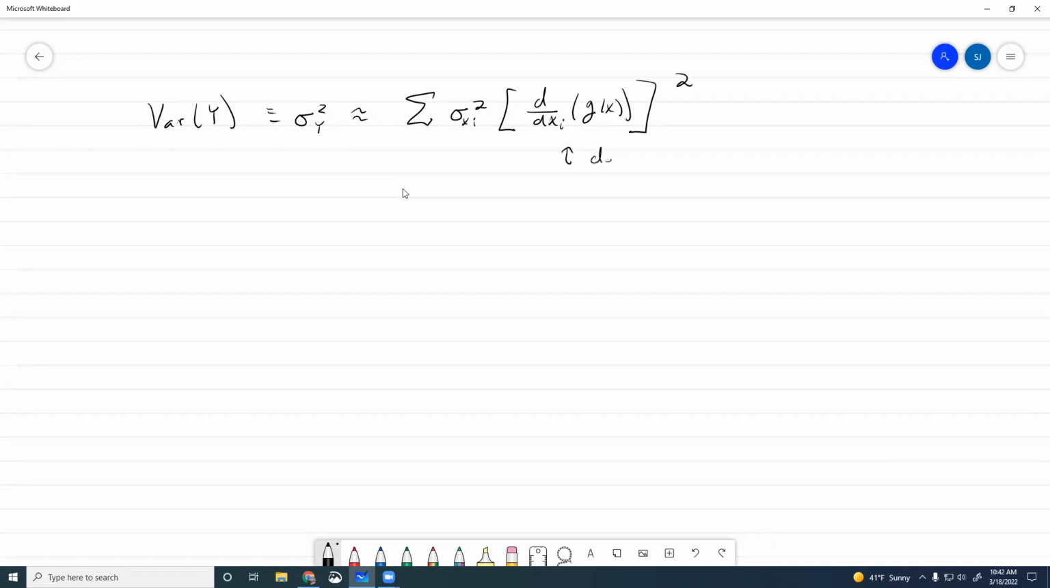So what we're doing is we're taking the derivative of g with respect to xi, and then plugging in the mean value of xi, or whatever value we're using there. And if we want sigma y, just the standard deviation, then we take the square root of all that.